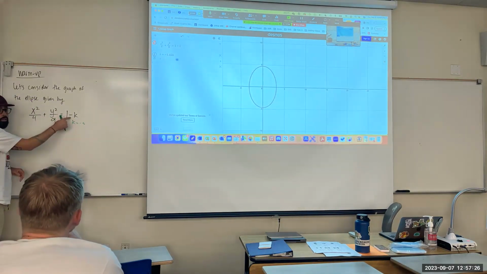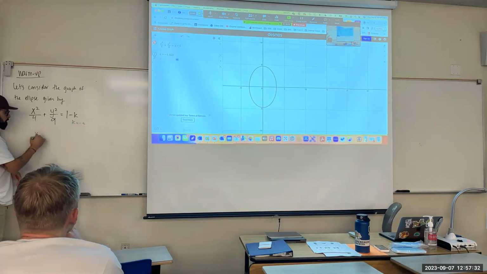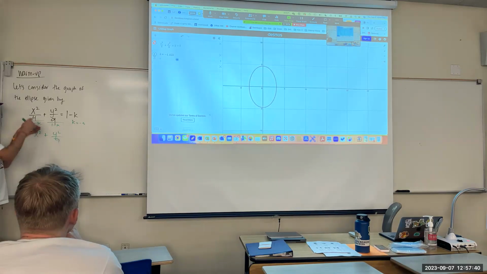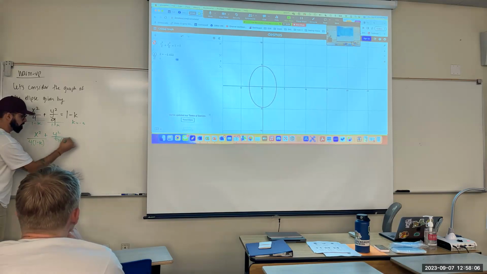Remember, I want this to be equal to 1, right? So we're going to divide all this by this value. I'm going to divide this by 1 minus k, and I'm going to divide this by 1. But what happens when I divide this fraction by this value? You multiply by the reciprocal. So it really becomes x squared over 4 times 1 over 1 minus k. So the 4 and the 1 minus k just end up multiplying. Same thing with this one. Equals 1.